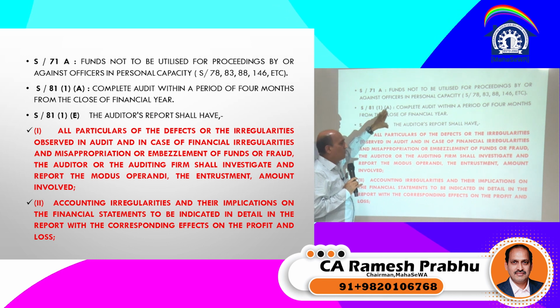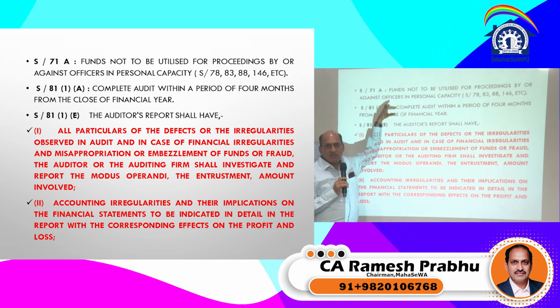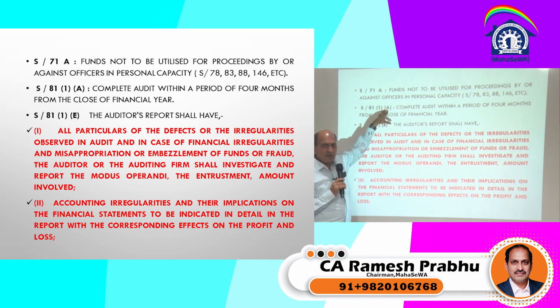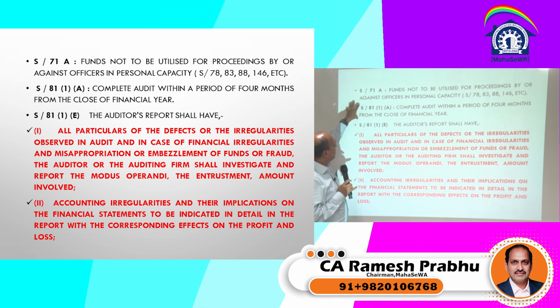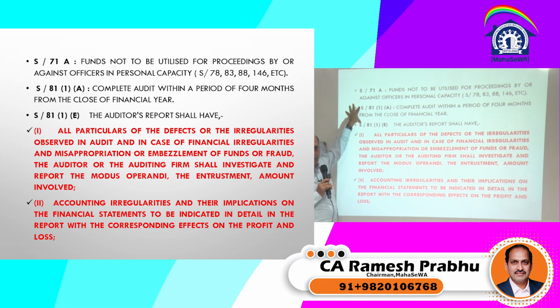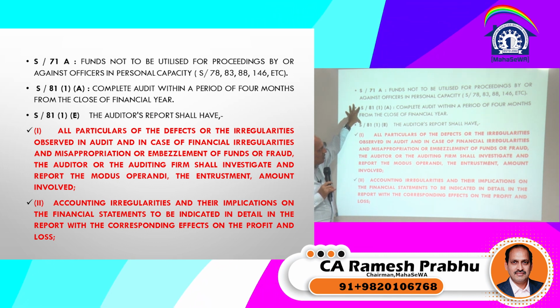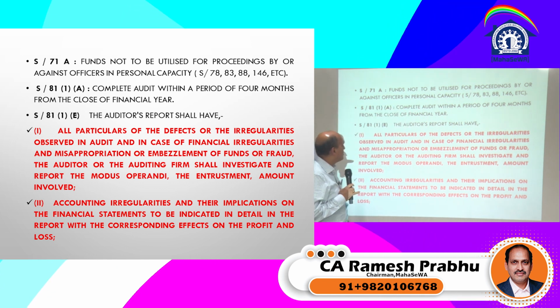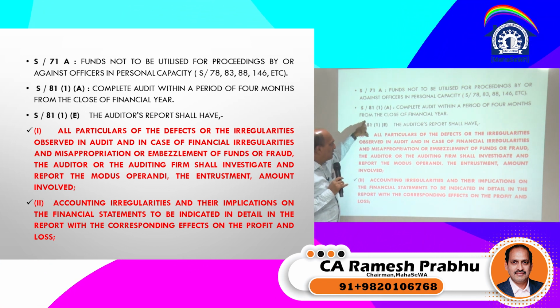Section 81(1)(a) gives us the terms and conditions of the appointment. Who is the auditor, when it should be completed, all this is given under section 81(1)(a). So naturally, section 81(1)(a) says audit has to be completed within 4 months from the close of financial year.